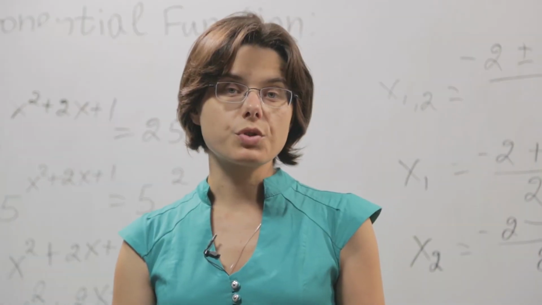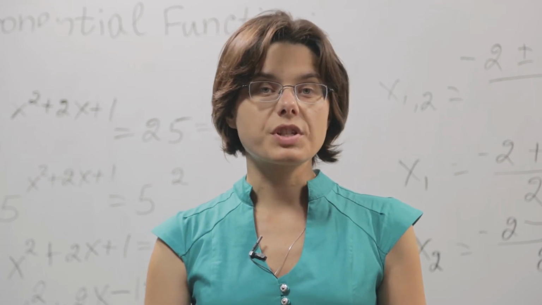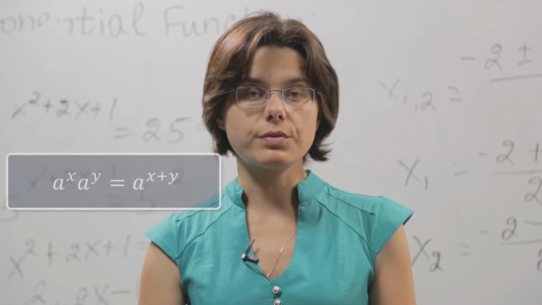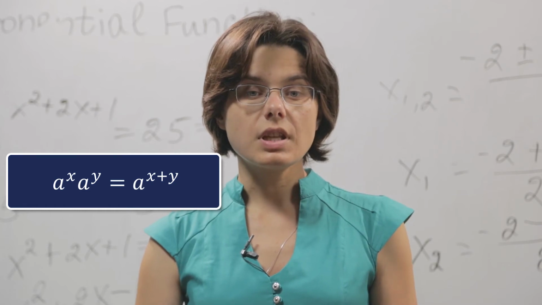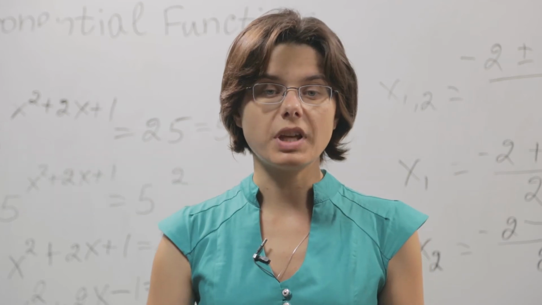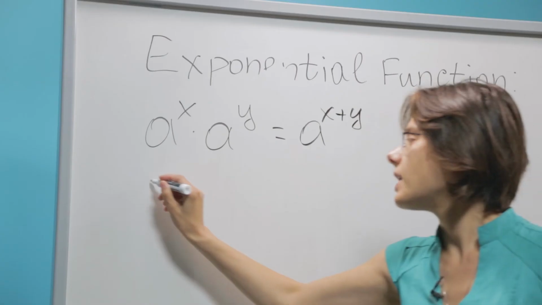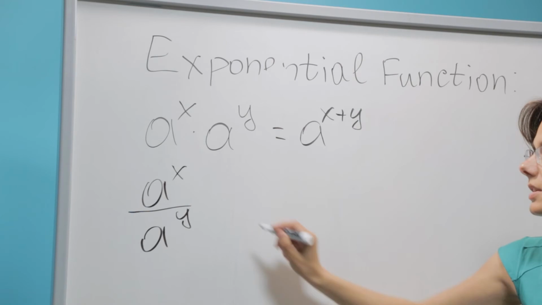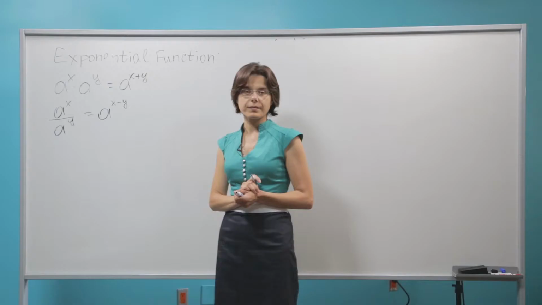Let us look at some laws of exponential functions. If we wanted to multiply two exponential functions with the same base but different powers, let's say a to the power of x times a to the power of y, we take the same base a and just add the powers. So it will be a to the power of x plus y. Same with division. If we divide a to the power of x by a to the power of y, in this case, we just subtract the powers.